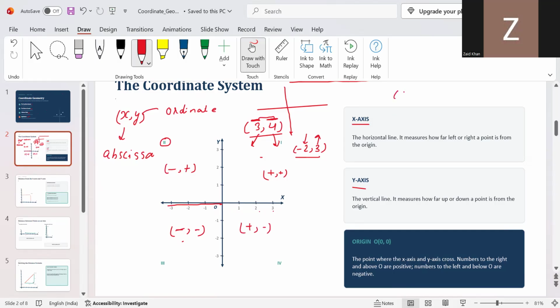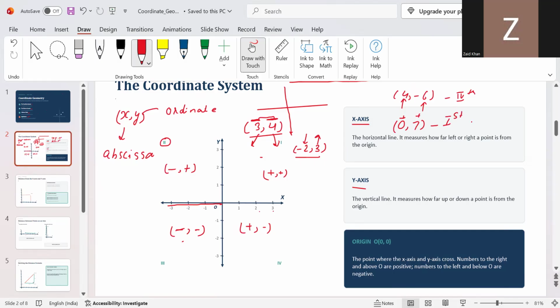Now please tell me, in which quadrant does 4 comma minus 6 lie? The abscissa is positive and the ordinate is negative, so positive and negative. It must be in the fourth quadrant. But most students get stuck here. What about 0 comma 7? Where does it lie? This is positive, this is positive, so it would be in the first quadrant.